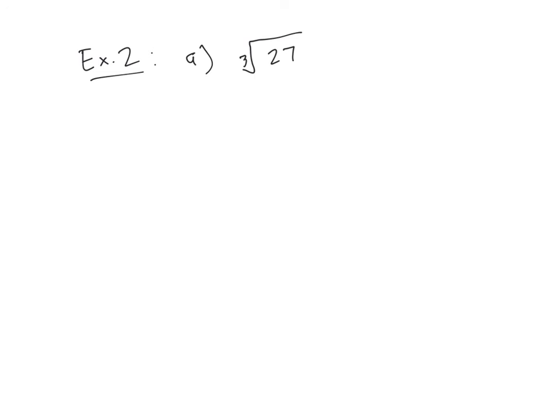Here's one for you to try. It's based on what we just did. We're looking for the 3rd root of 27, so some number multiplied by itself 3 times to make 27. Go ahead and calculate that and enter your answer when you're ready.